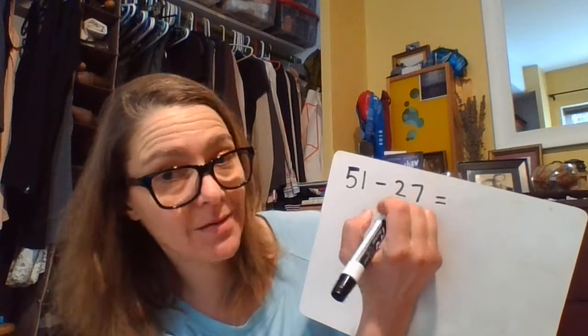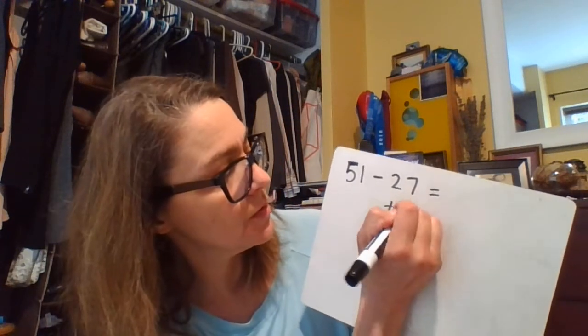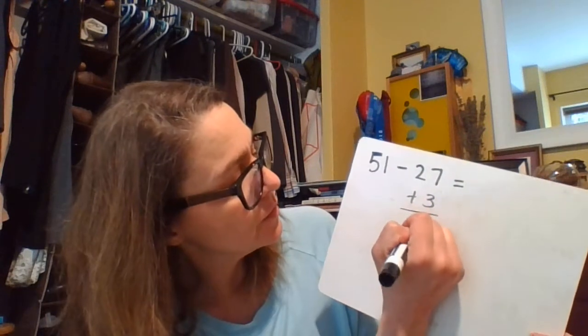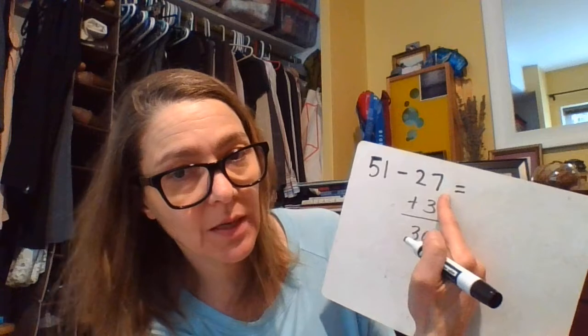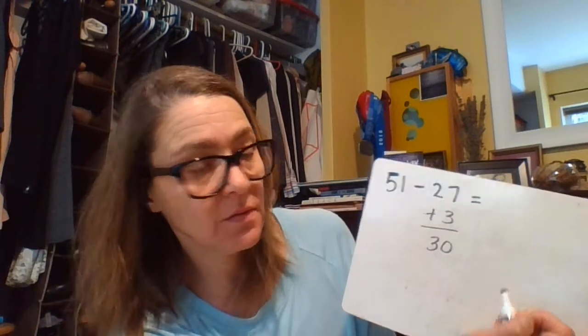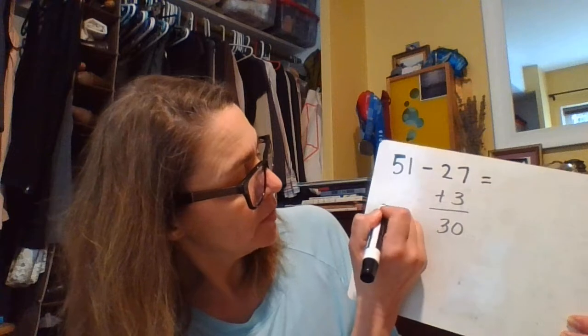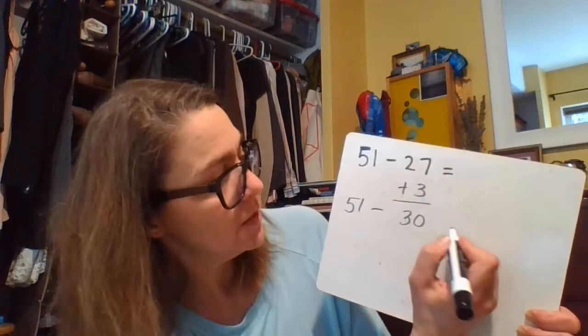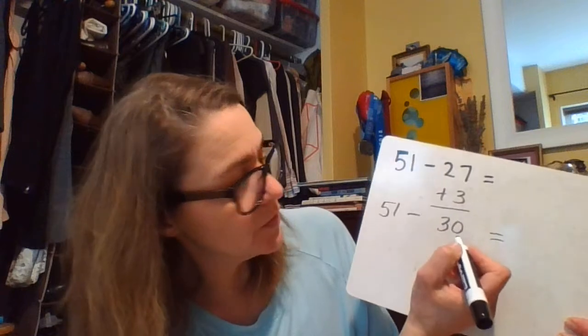Okay, so I'm going to make it the next 10, which is 30. So I'm going to count up 3, add 3. So now I have 30 as my second subtractand instead of 27. So the 51, you carry it down here, and now you've rewritten the subtraction equation as 51 minus 30.